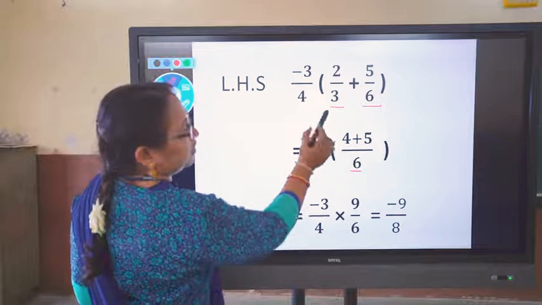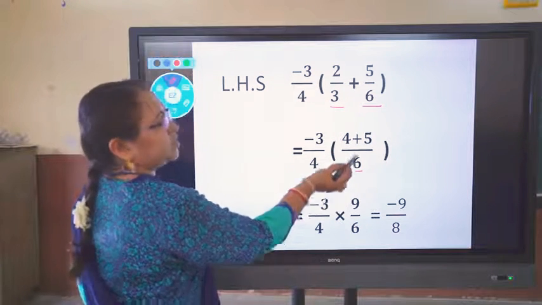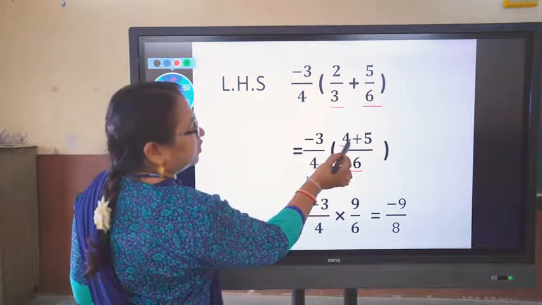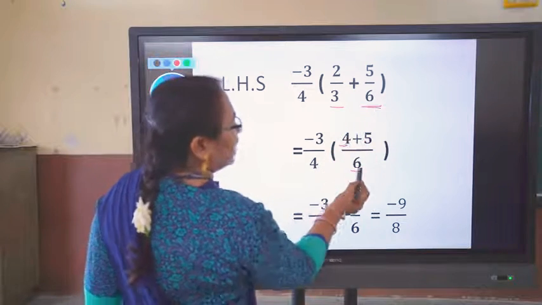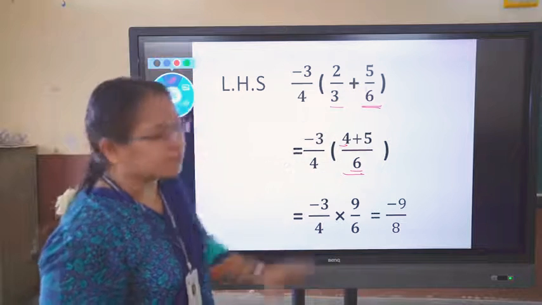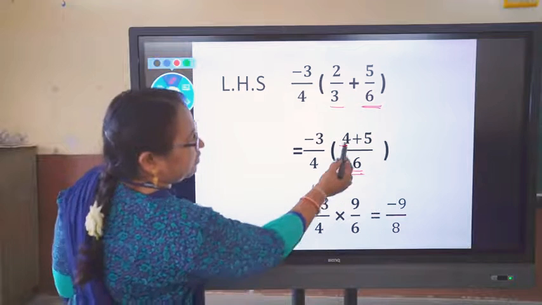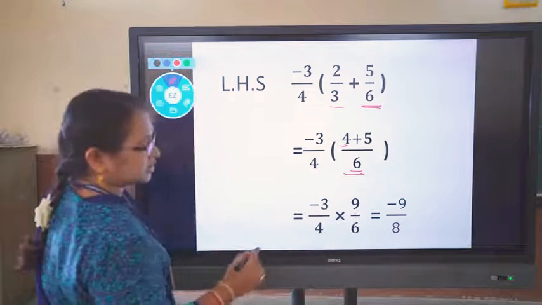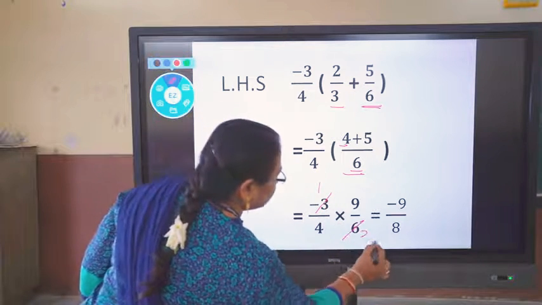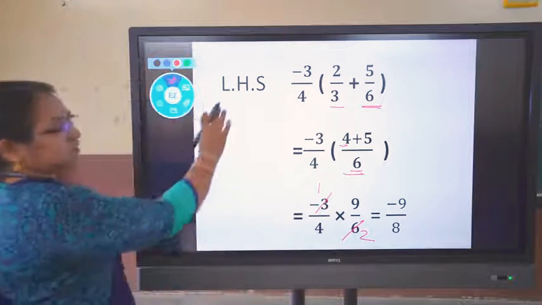Now to find the numerator, this denominator is 3. So 3 multiplied by 2 is 6. Then that 2 will be multiplied with the numerator 2, so we get 4. The second denominator is 6, and the LCM is also 6, so the numerator remains the same, that is 5. Finally we get minus 3 upon 4 multiplied by 4 plus 5, 9 upon 6. Now simplify this. 3 1s are 3 and 3 2s are 6. Then how much are we getting here? Minus 9 upon 8. So this is our LHS.